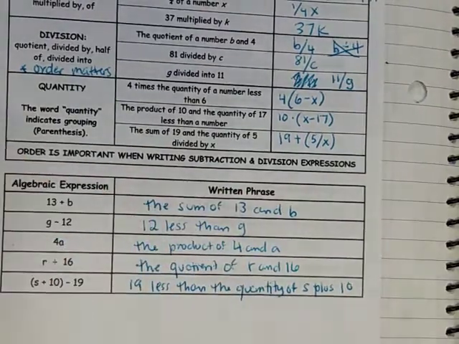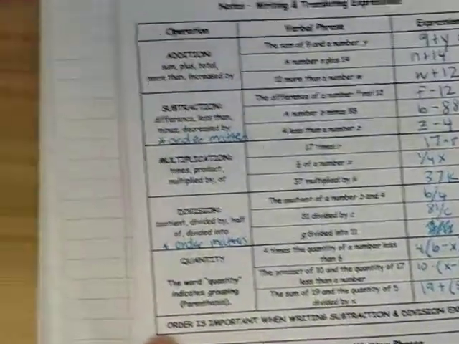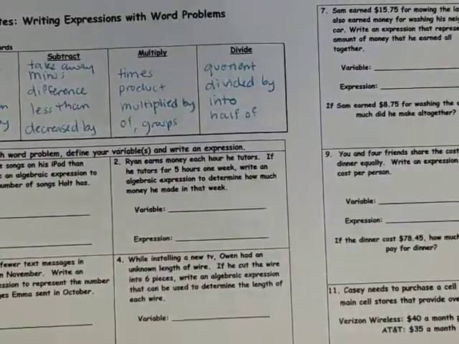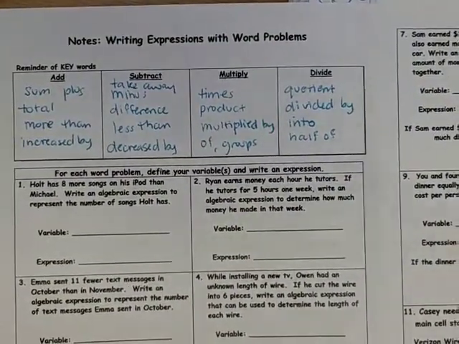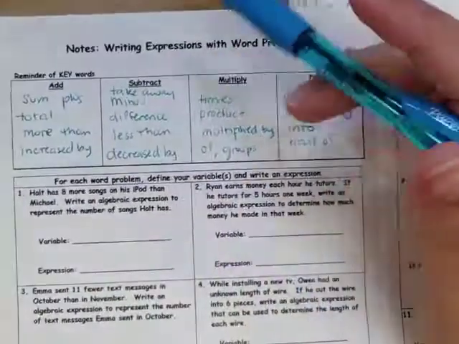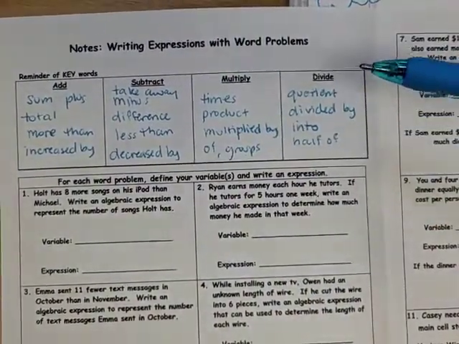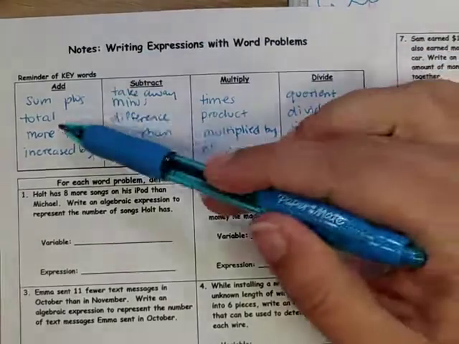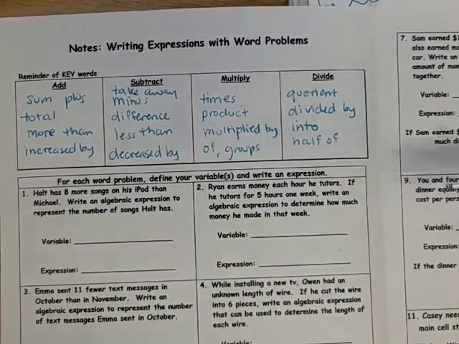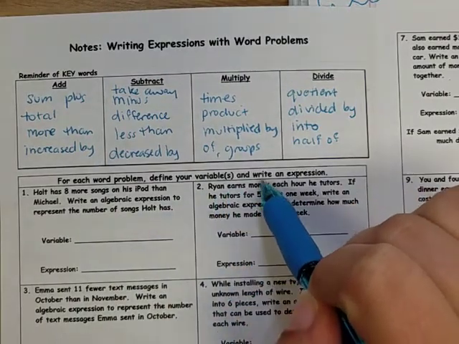All right, so that is translating expressions. Then on the inside, now we've got word problems, and here are some of the key words. I just copied them from the front over here and put them in this list over here. So that'd be a good thing for you to do just to get familiar with the words that represent add, subtract, multiply, and divide. All right, so for each word problem, define your variable or variables and then write an expression.